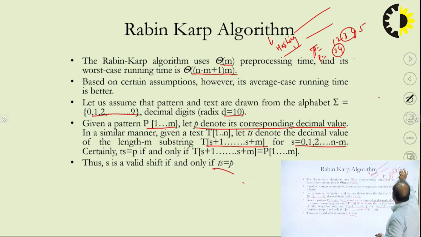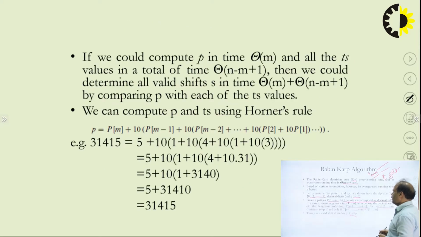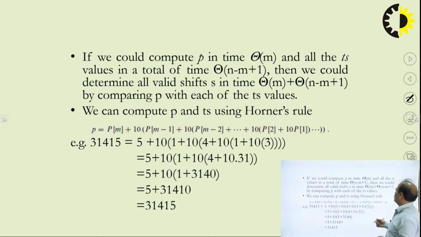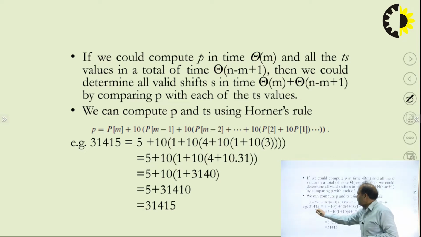We assume that this is not total integer, so we compare this 34 equal to 34, so they are matching over here. It is a shift matched at valid shift 2, right? So this is a very good method, but we'll see what its drawback is. So generally, how do we calculate the integer equivalent of any number?